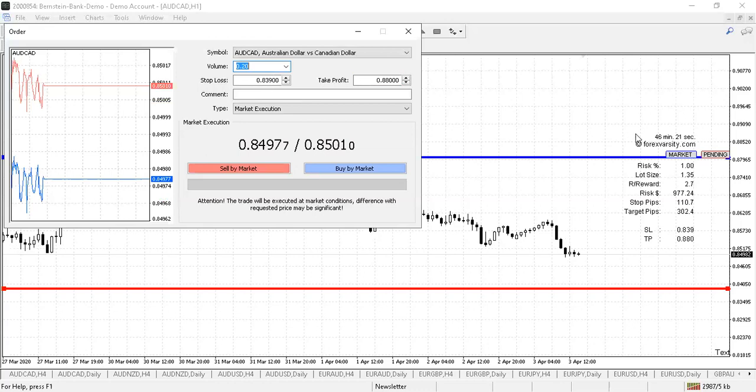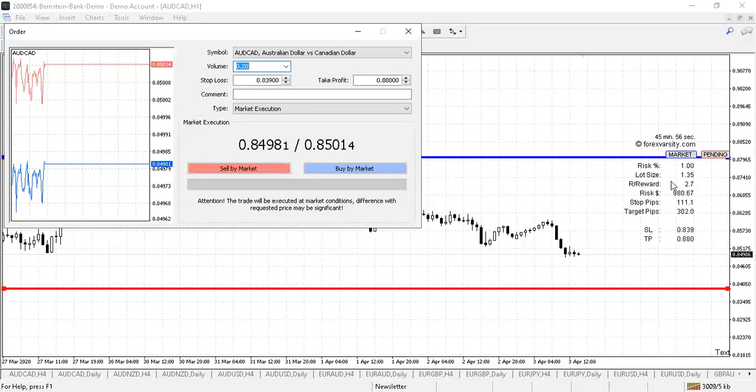Our tool here also works out your lot size based on 1% risk, or you can actually change that percentage if you like. You can have it less than 1% or more than 1%. I suggest you just leave it at 1%, but obviously everybody has a different risk tolerance. It works it out based on 1% of your account, and it automatically gives you the lot size there. So if I want to put in the lot size, I just copy it, 1.34, and that gives me the lot size.